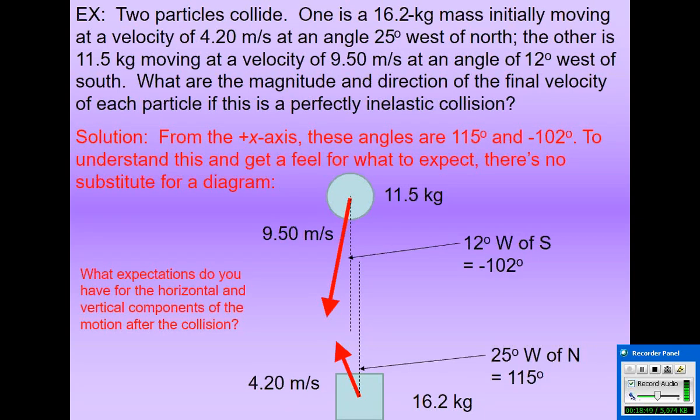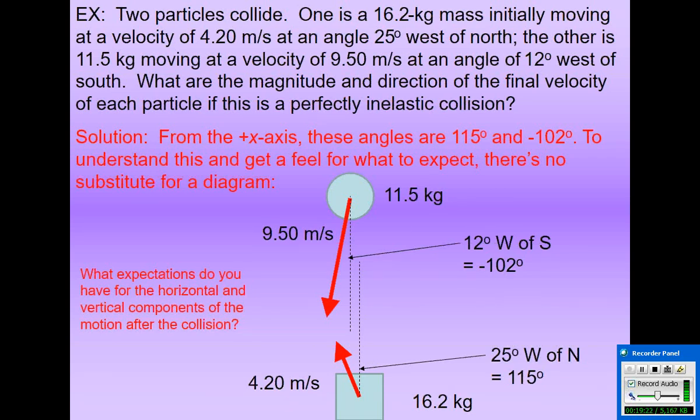Like I said, if it's a two-dimensional problem, we're going to have this complication in which we might have to break the information down into x and y components. I've drawn diagrams that I hope will help you visualize the situation. And from those diagrams, I hope you can see that the 16.2 kilogram mass at the bottom makes an angle of 115 degrees with respect to the positive x-axis, which is presumably to the right.